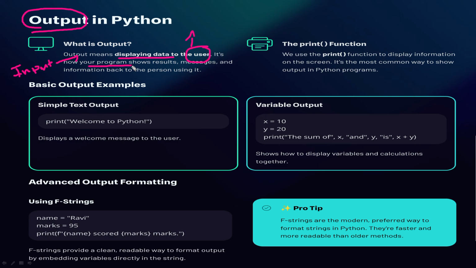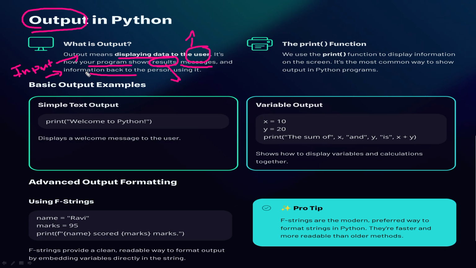Now your program shows the result. This is the final result of the input, whatever we have given, and also this is the final result of a program. It gives messages and information back to the person using it. Meaning the particular user who gives the input, it is going to give the final results or display the data to the user, through messages and information back to the person who is using it.